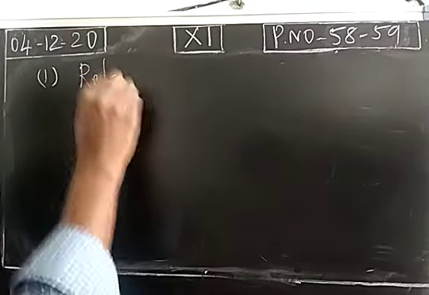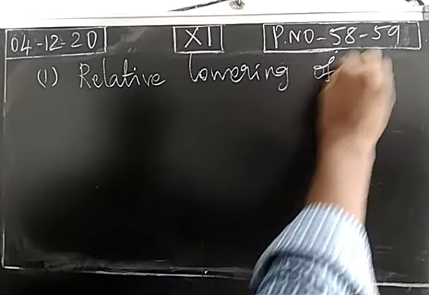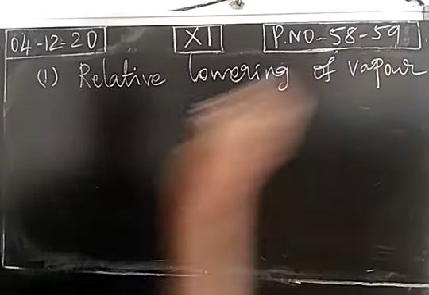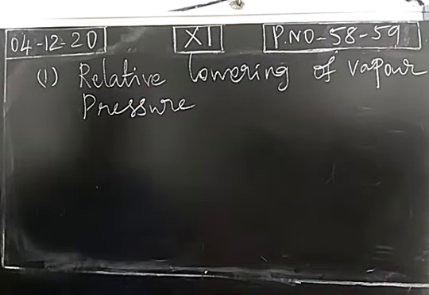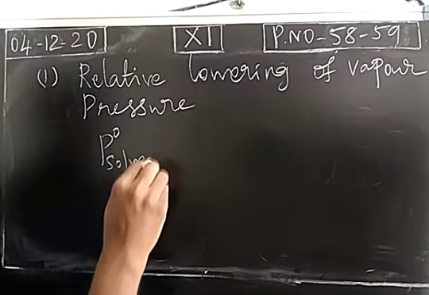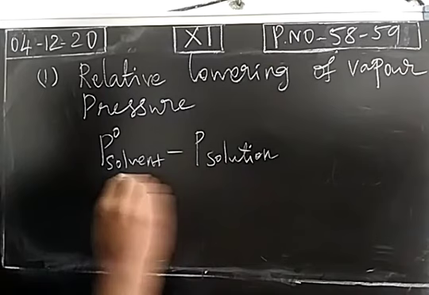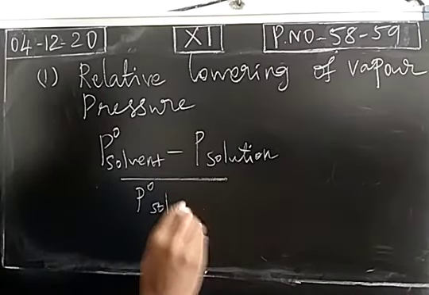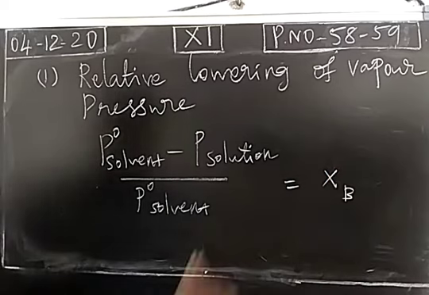The first one is relative lowering of vapor pressure. The expression for relative lowering of vapor pressure is vapor pressure of pure solvent minus vapor pressure of solution divided by vapor pressure of pure solvent, which is directly proportional to the mole fraction of solute, XB. This is the mole fraction of solute.